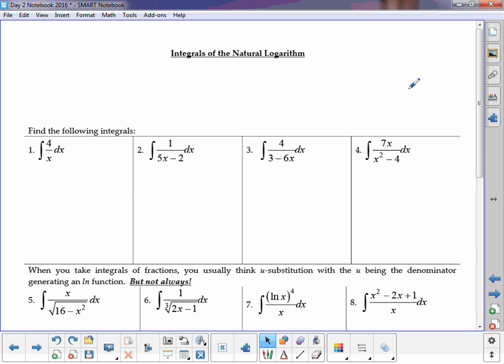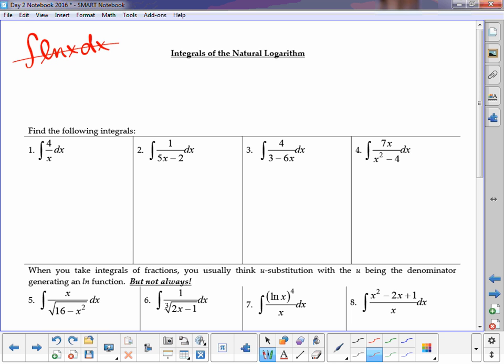All right. So this says integrals of the natural log. Technically, we're not integrating natural log. We're doing integrals that result in natural logs. We will not be doing this. This is not something we do in Calc AB. Notice our problems do not have natural log as the sole outside function. You see it rear its ugly head in number 7, but that's okay. It's an inside function.